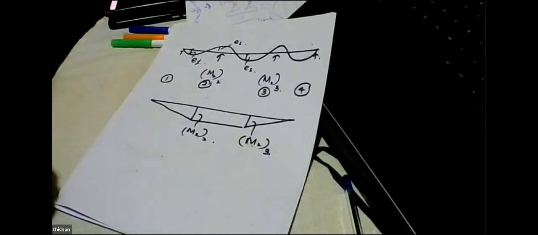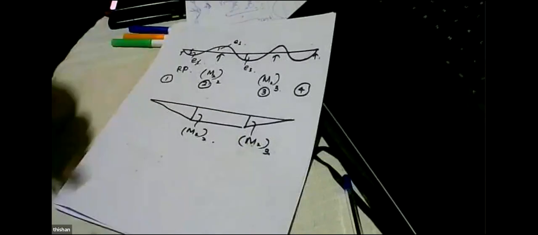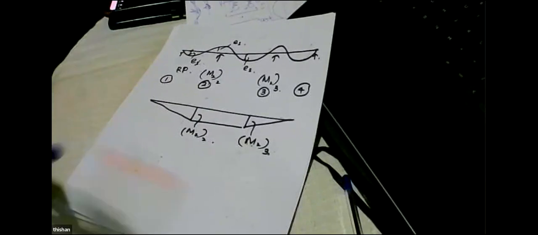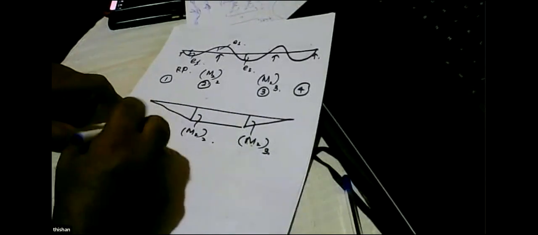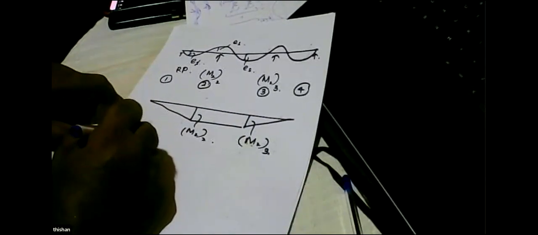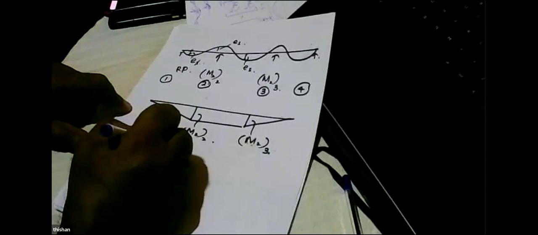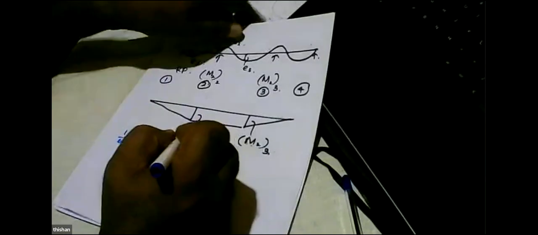So for the secondary moments, the pre-stressing force is P, with eccentricity e. You can find the secondary moments by using a matrix, because there are only two unknowns. You get a matrix of 1/6, with 2(L1 plus L2), L2, L2, and 2(L2 plus L3). So these lengths are L1, L2, L3.